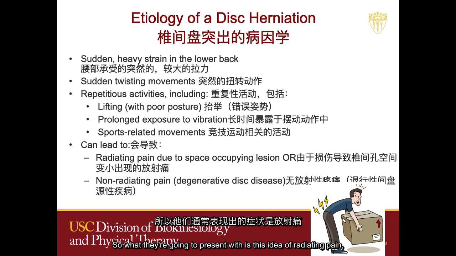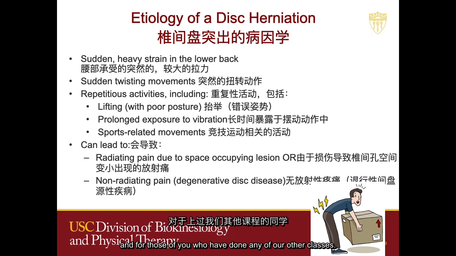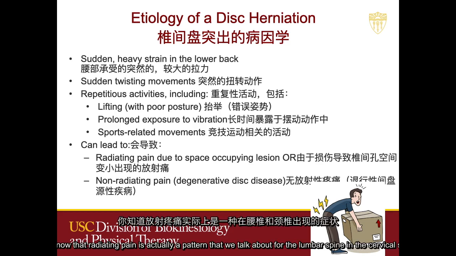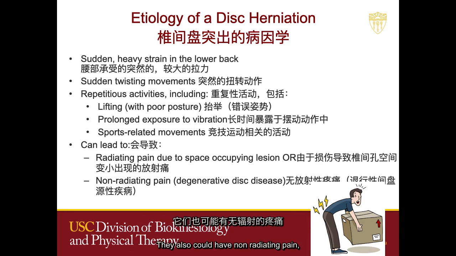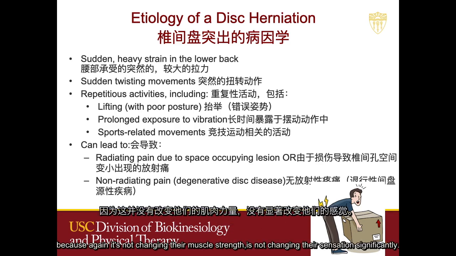What they're going to present with is this idea of radiating pain. For those of you who have done any of our other classes, you know that radiating pain is a pattern that we talk about for the lumbar spine and the cervical spine. That really means that there's a sharp shooting pain down one arm or one leg. They also could have non-radiating pain, which is what we call referred pain, and that could just be coming from the disc. A lot of times we don't perform surgery for those patients because it's not changing their muscle strength, it's not changing their sensation significantly.